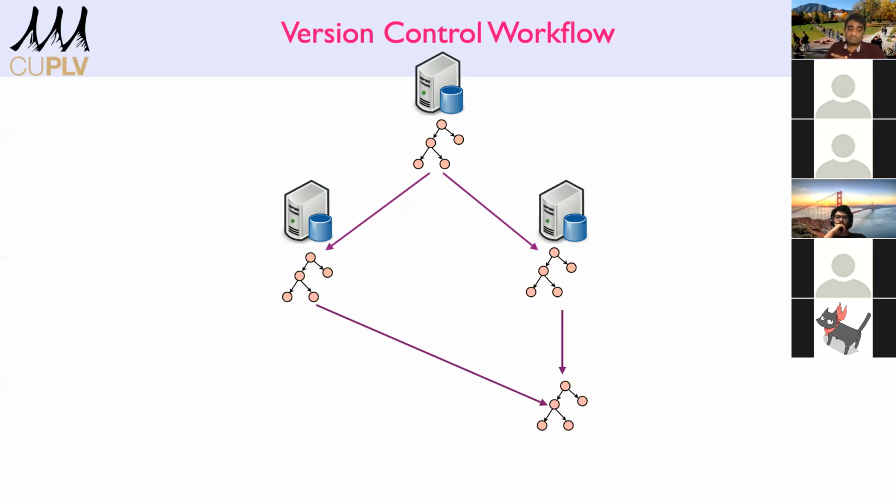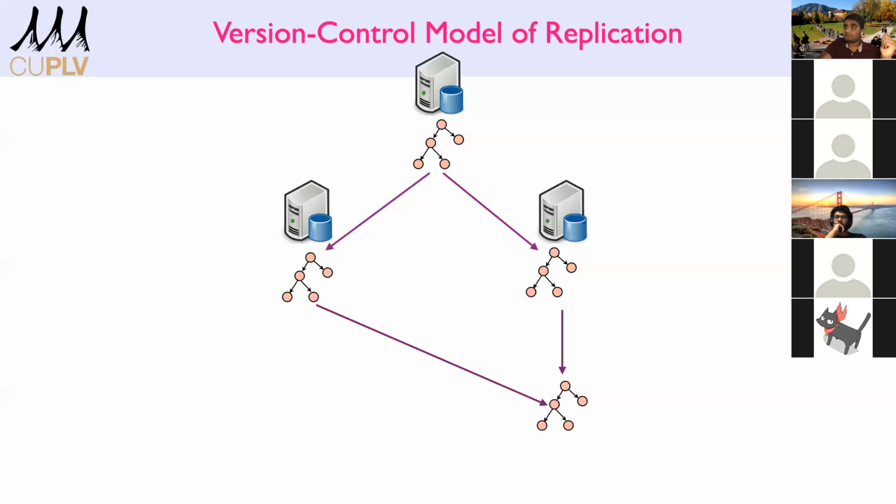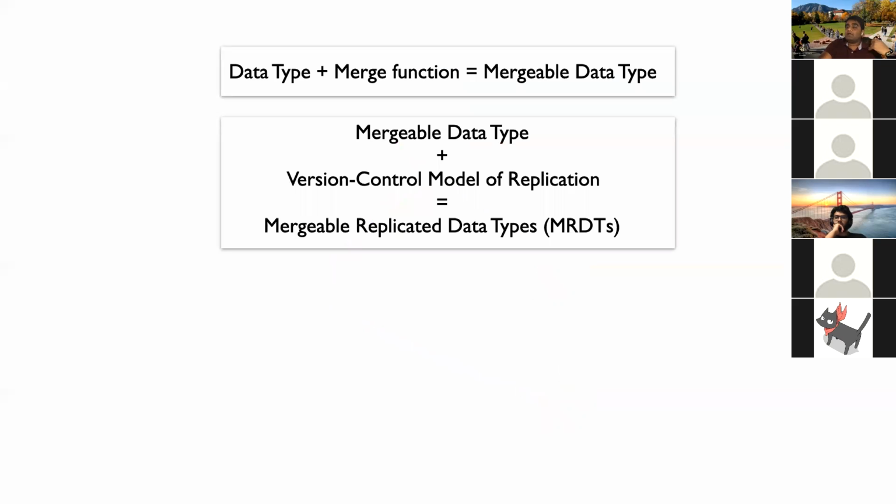In our work, we have demonstrated this sort of thing, the merge, which we call mergeable replicated data structures. Designing mergeable replicated data structures from sequential data structures is something that can be done really easily, and that's the contribution of our work. We have shown that by making deductions from first principles, you can methodically derive these mergeable replicated data types from your ordinary sequential data structures. This is a version control model of replication, inspired by version control systems, just like Git. As I mentioned, the key insight is that data type plus merge function is a mergeable data type, and a mergeable data type plus the version control model of replication gives mergeable replicated data types.